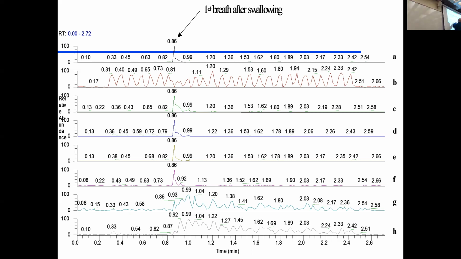So what do we find? What we call the swallow breath. We get their flavor compound. Oh, a little bit there, a little bit there. Oh, it really goes away pretty quickly. The same here. So here's 1, 2, 3, 4.